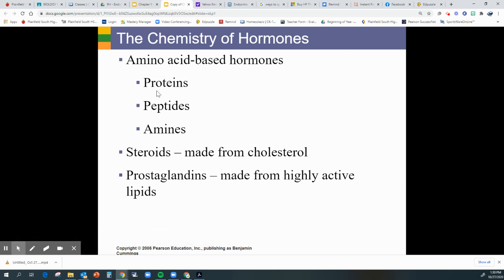There are a couple of different types of hormone chemistries. Hormones can be made of proteins, peptides, or what are called amines. They can also be made of steroids or a fourth category here, which are called prostaglandins. Steroids, again, are mostly cholesterol based, and the prostaglandins are also lipid based. So you can see a couple of different examples here.